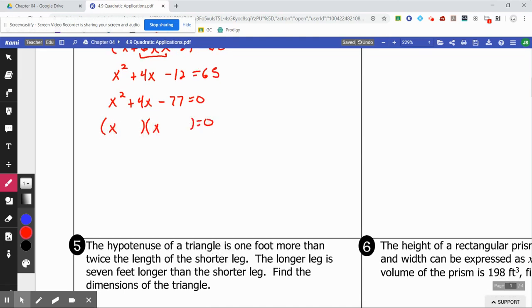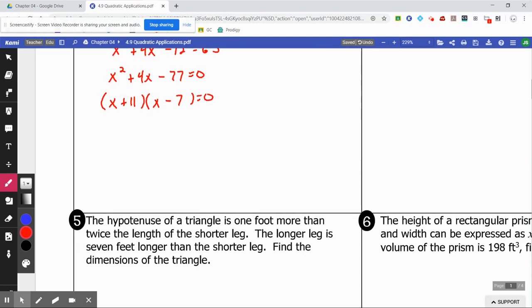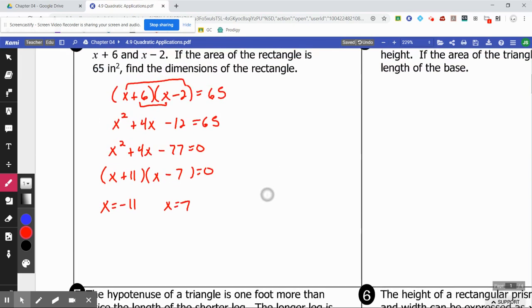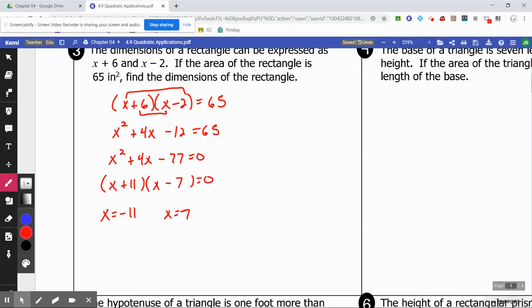X and x adds, multiplies would be a positive 11 and a negative 7. So your two answers would be a negative 11 or x equals 7. And again, since x is the side length, well, let's see. X is not the side lengths. X plus 6 and x minus 2 are the side lengths.